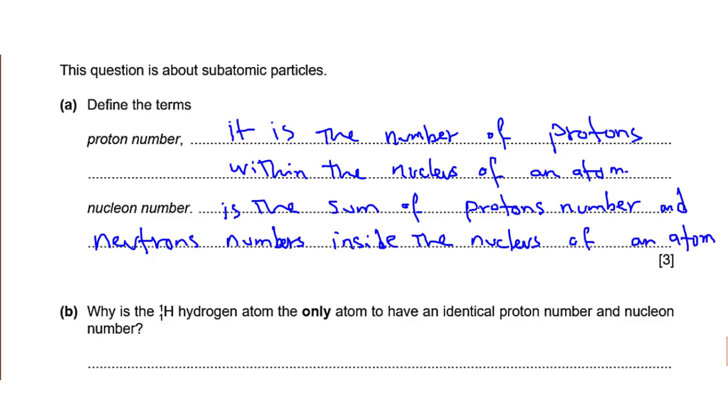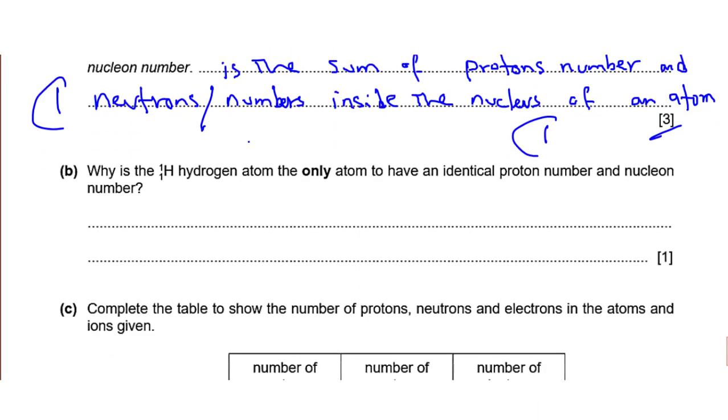Okay, so here guys, take care. Here we have 3 marks. The first one, you will gain a mark when you say it's the number of protons within the nucleus of the atom, and for the second one, it is the sum of protons and number of neutrons. So the first part here is 1 mark, and the second mark would be to say inside the nucleus of the atom. So here we have the 3 marks for point A.